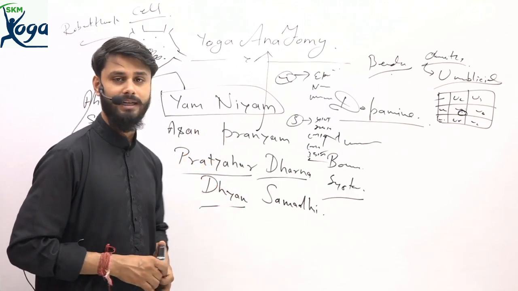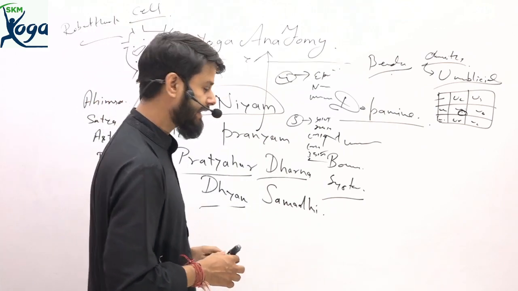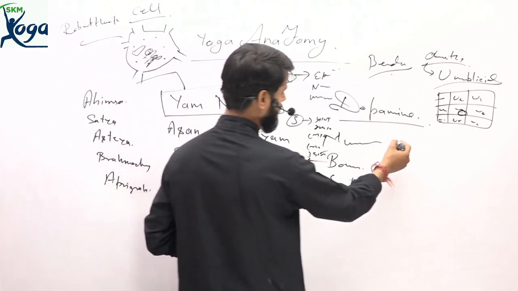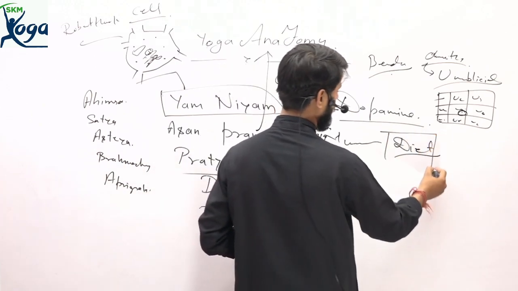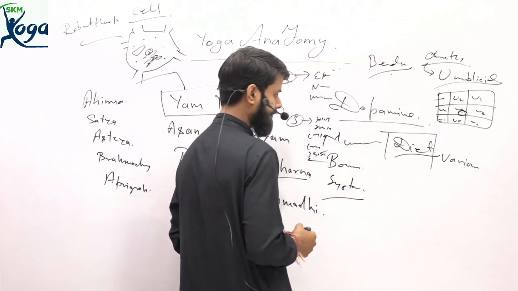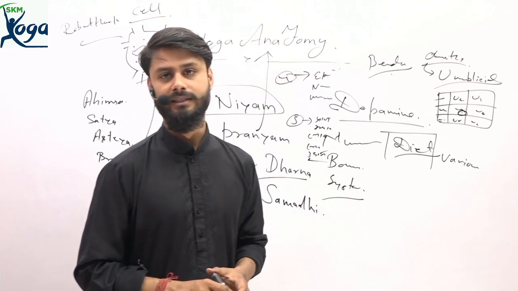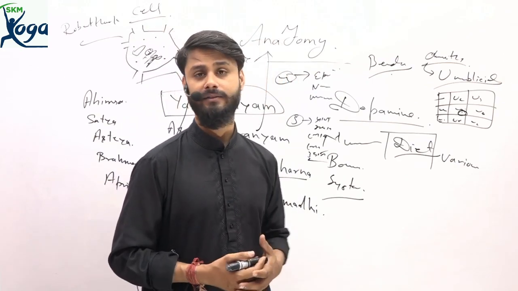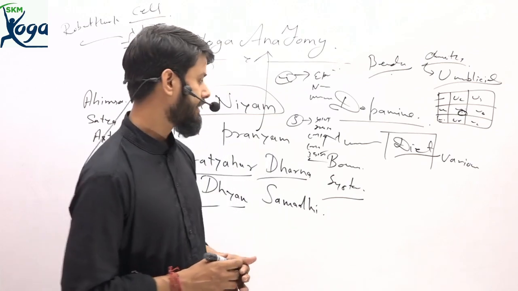Then we talk about pratyahara. What is pratyahara? This is all about dietary. When we talk about dietary, it comes to your diet section. The diet section is very important in various diseases. We can say cardio activities, philosophical activities, physiological activity, mind activities and all.